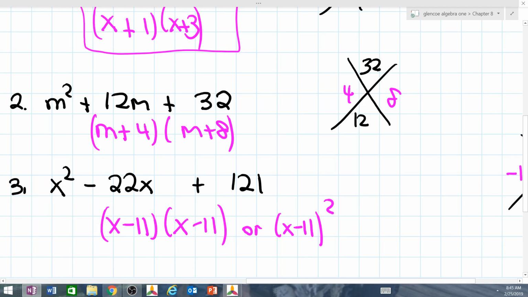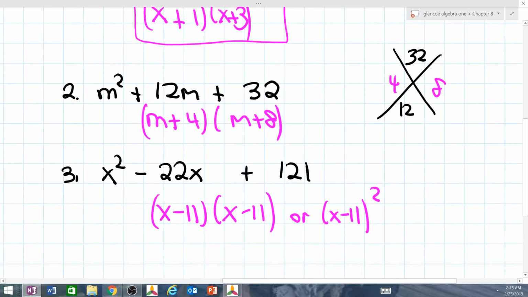And the last one right here, Justin, what did you get? X squared minus 22x plus 121. X minus 11 times x minus 11. Or x minus 11 quantity squared. Does anybody have a question before I move on to another example? Are you sure? Yes?